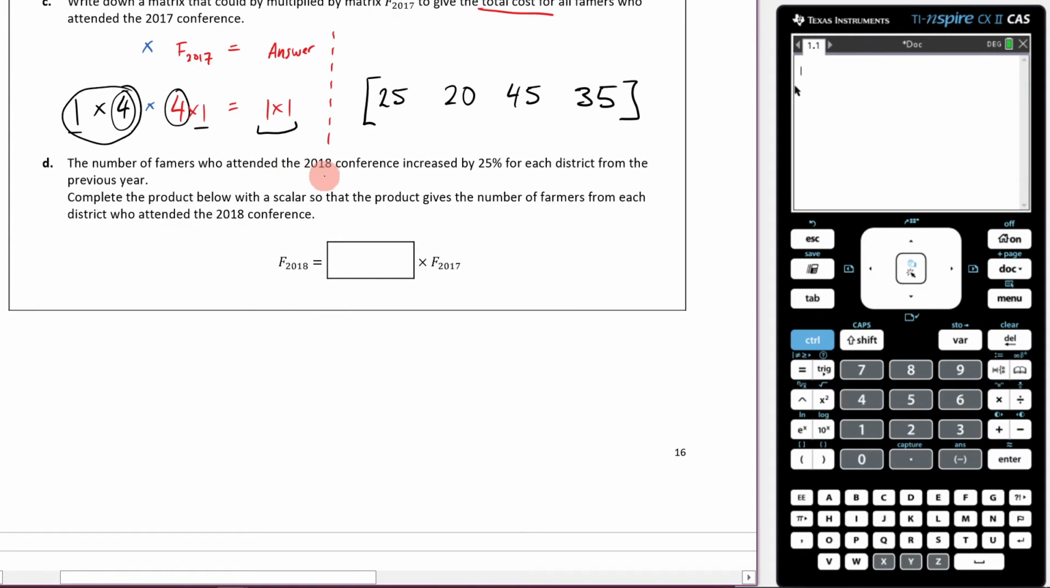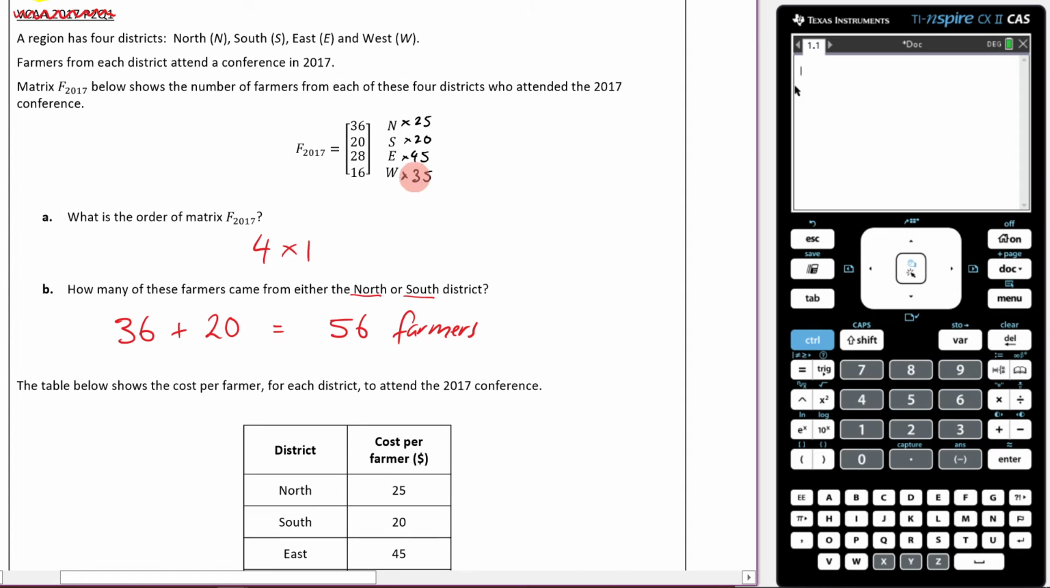Okay, last bit. The number of farmers who attended the 2018 conference increased by 25% for each district from the previous year. Complete the product below with a scalar so that the product gives the number of farmers from each district who attended the 2018 conference. First things first, this word scalar here, it just means we need a number. And we need a number such that we see a 25% increase. So in other words, if we come up here, we know that in 2018, we have 25% more than 36, 25% more than 20, 25% more than 28, and 25% more than 16.